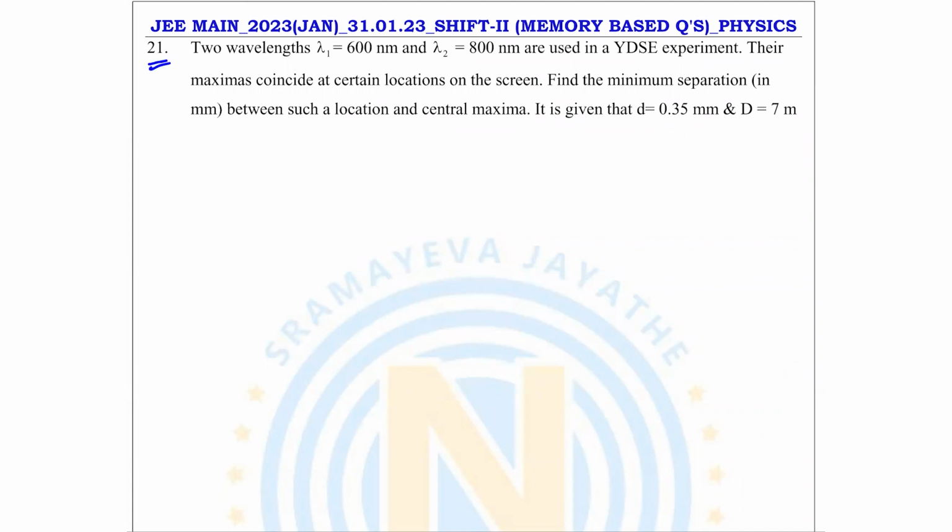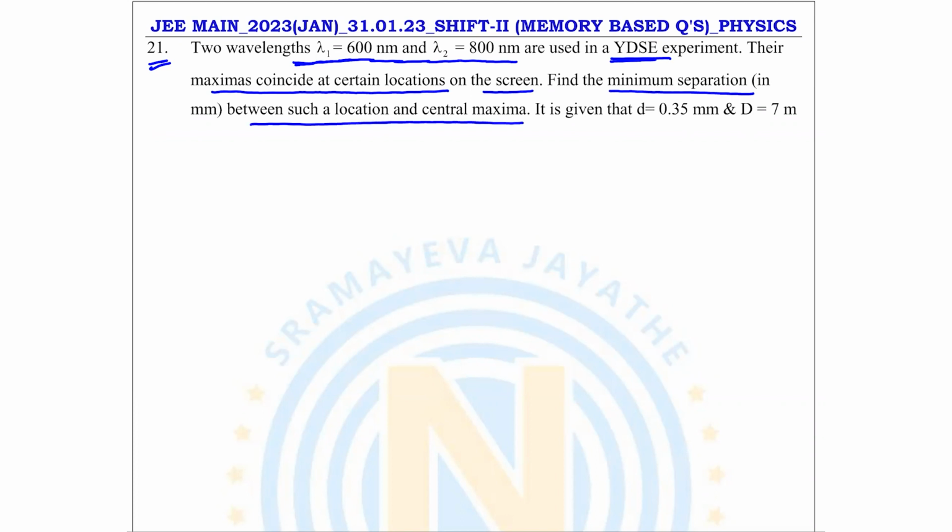This is a very nice question, very interesting question also. Take a serious note on this. This is similar to the kind of questions which are sometimes asked in JEE Advanced as well. So we have two wavelengths, lambda 1 is equal to 600 nanometer and lambda 2 is 800 nanometer. Both are used in YDSE, Young's double slit experiment. Their maxima coincide at certain location on the screen. We have to find the minimum separation between such a location and central maxima.